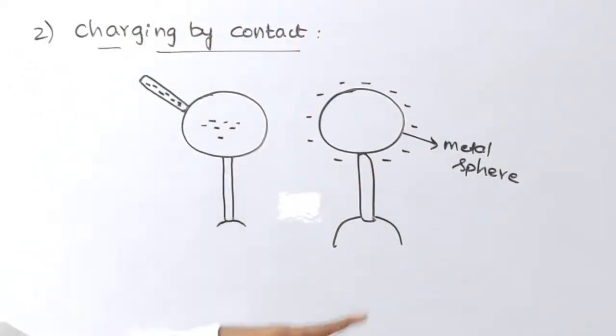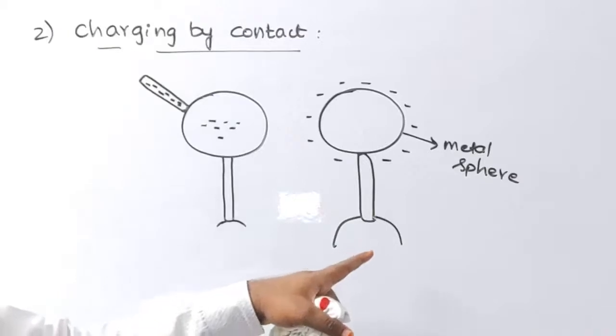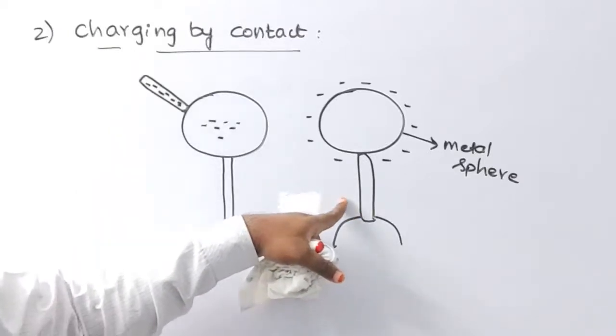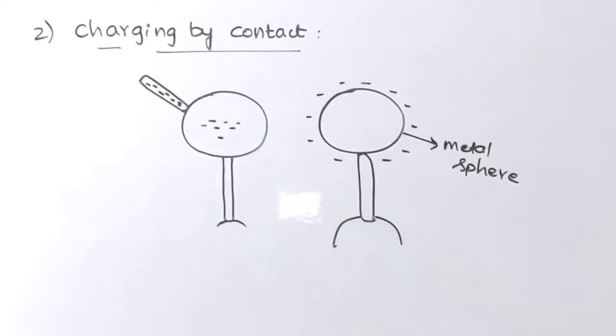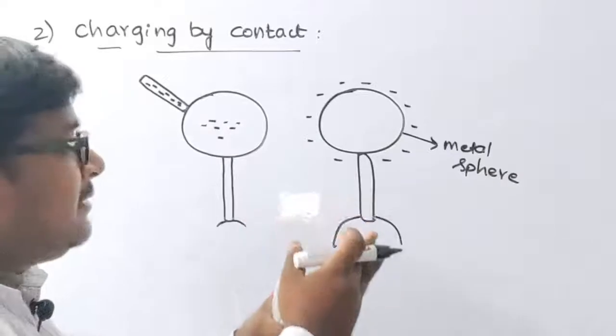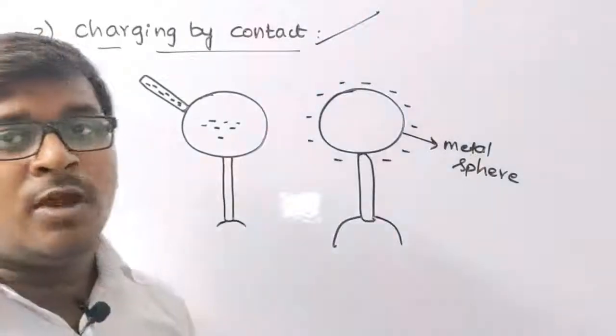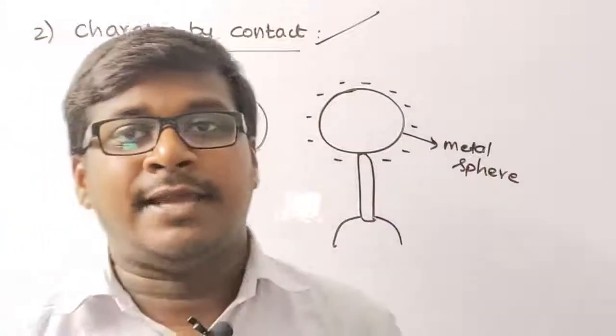The process of giving one object a net electric charge by placing it in contact with another object, okay, these two are in contact with each other, that method is called charging by contact.